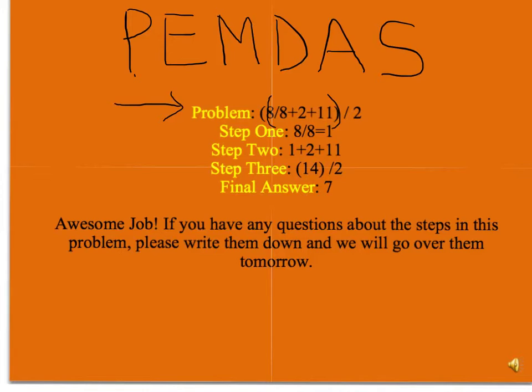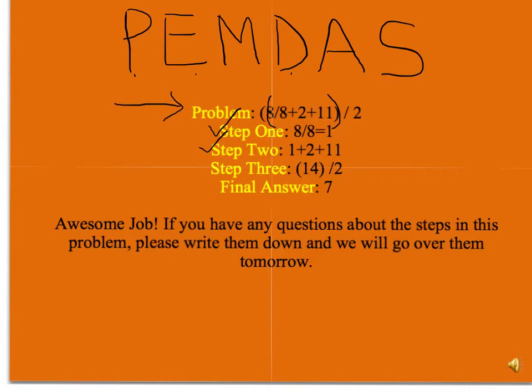My next step is inside the parentheses, I'm looking for exponents. Do we have exponents? No. Do we have any multiplication or division? Yes, we have division. So, 8 divided by 8 equals 1. Next, what I'll do is bring that 1 down to match the rest of my problem. So, my new problem looks like 1 plus 2 plus 11. When I add 1 plus 2 plus 11, my answer is now 14.